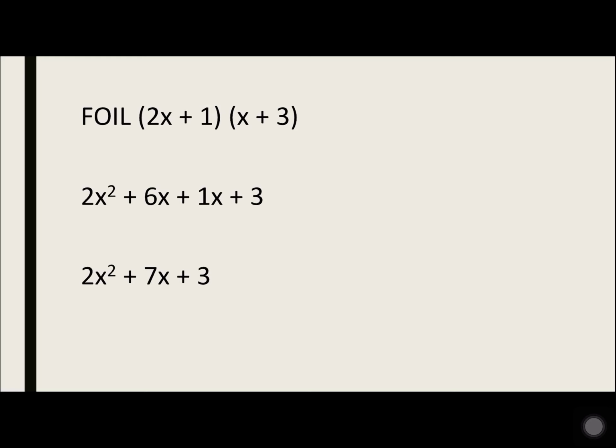FOIL 2x plus 1 times x plus 3. First, 2x times x, 2x squared. Outside, 2x times 3, 6x. Inside, 1 times x, 1x. Last, 1 times 3, 3. Combine our like terms. 6x plus 1x equals 7x. So our answer is 2x squared plus 7x plus 3.